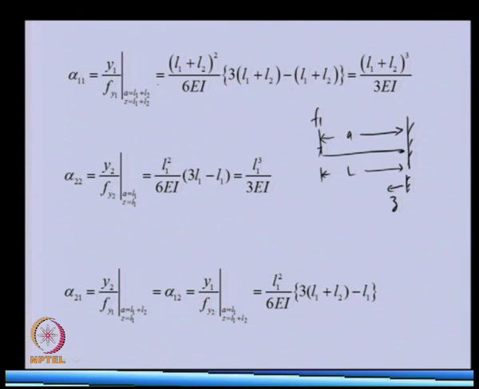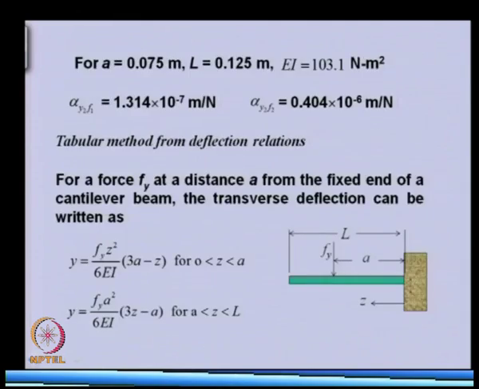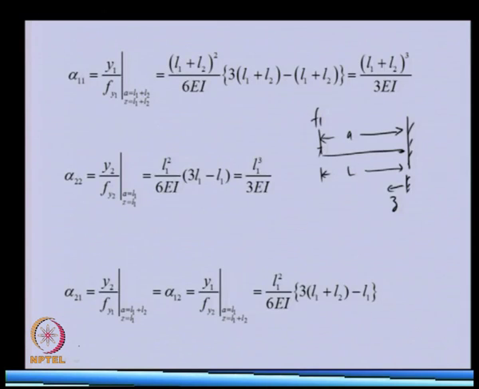So, in the previous expression of y, if we put Z equal to L and A equal to L, we will get the displacement at the free end. This is the expression for that, and if we divide that displacement by F1, we will get the influence coefficient alpha 11. Similarly, if we want the displacement for alpha 22, in this particular case we will have F2 here.